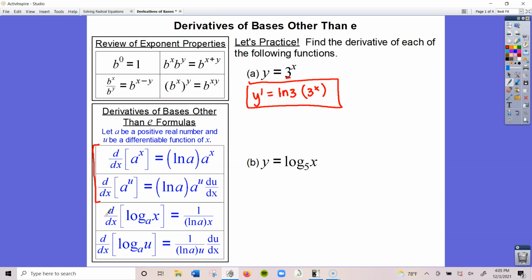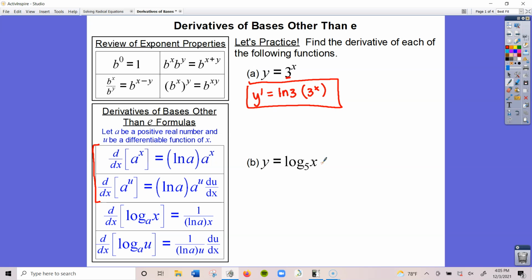For logarithmic functions, it's pretty much the same format, except your derivative is going to be a fraction. If what's inside of log is only x, then the derivative would be 1 over ln of the base times x. If what's inside of log is something other than x, so another function, which here I'm calling u, then the derivative would still be the same format, 1 over ln of the base times what's inside of log, but then you multiply that by the derivative of what's inside of log.